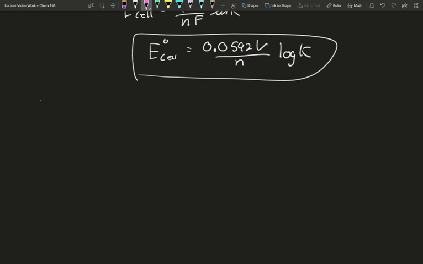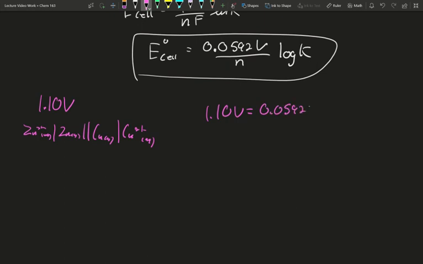So our zinc-copper relation has a 1.10 volt potential for our zinc 2 plus aqueous, zinc solid, copper solid, copper 2 plus aqueous solution voltaic cell. So 1.10 volts must be equal to 0.0592 volts per mole of electrons, log of the equilibrium constant. Rearrange this for a second. 10 to the 1.10 volts divided by 0.0592 volts times the moles of electrons on top is going to be equal to our K.